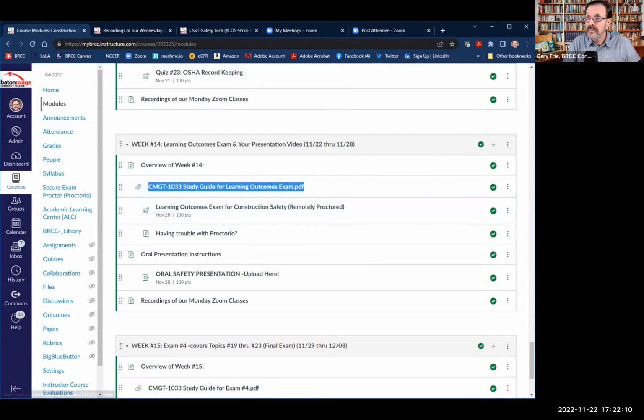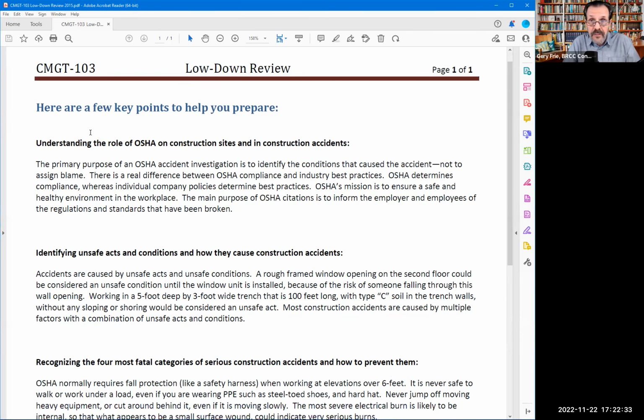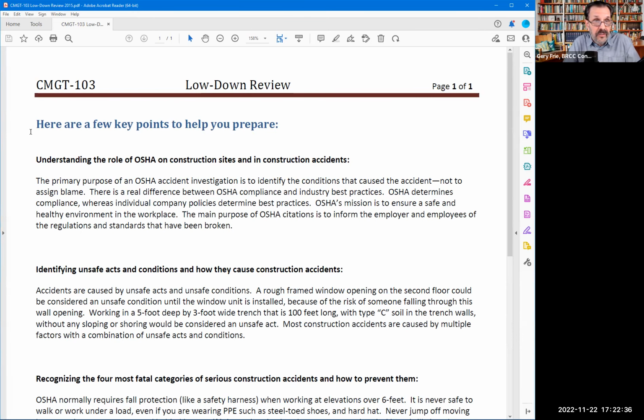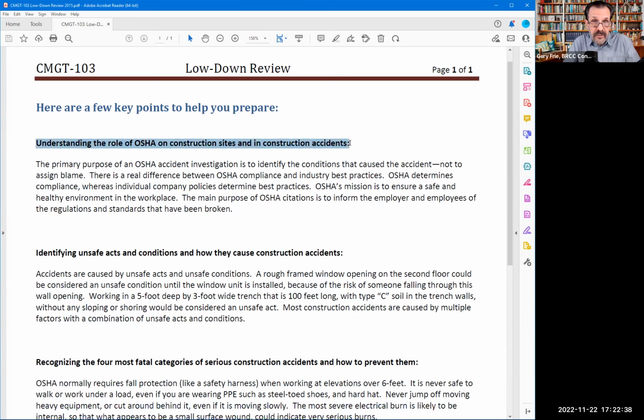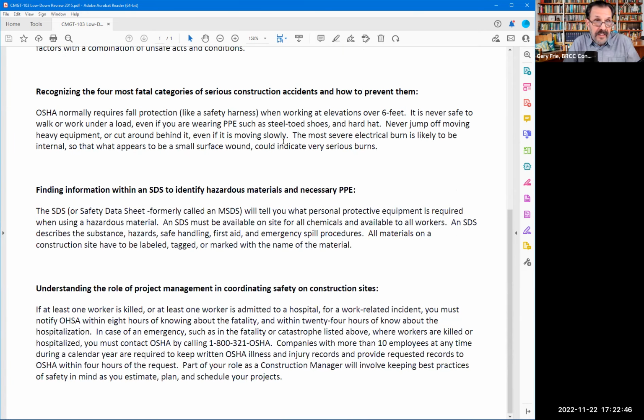Let me now unshare that page so you can download that file. It's a printer friendly file. It's actually only a single page, so it's extremely printer friendly. Now let me share the study guide, and I've got it right here. Basically on this single page, there are 5 sections. You see section 1 here dealing with understanding the role of OSHA on construction sites, and as you go down, there are basically only 5 sections to deal with.